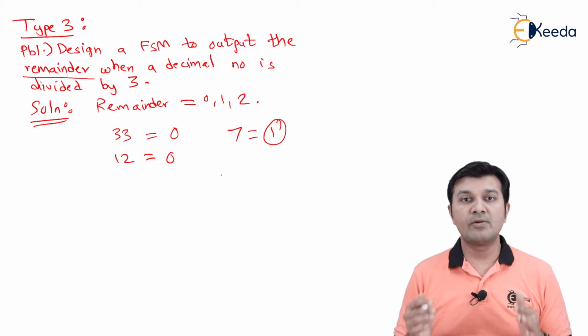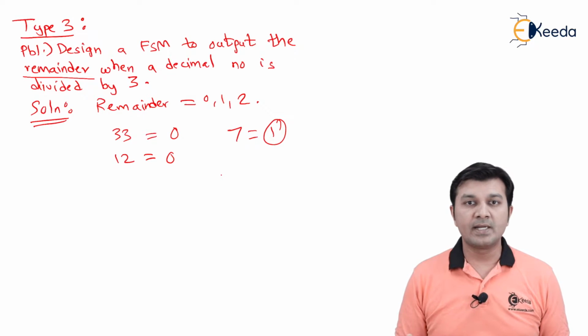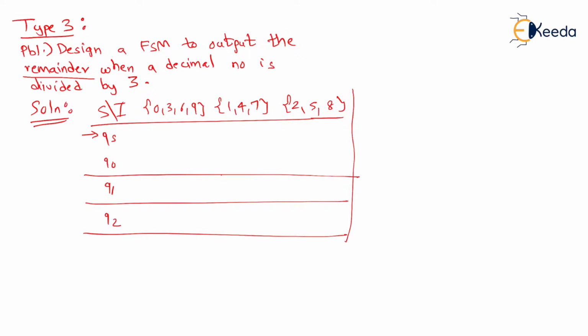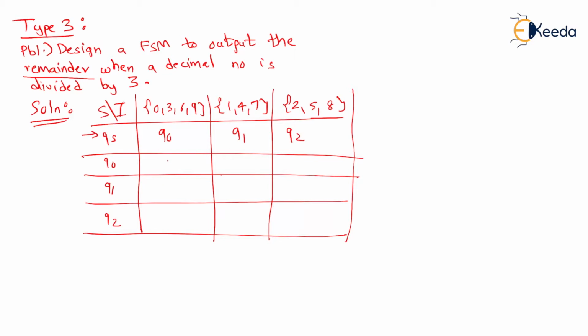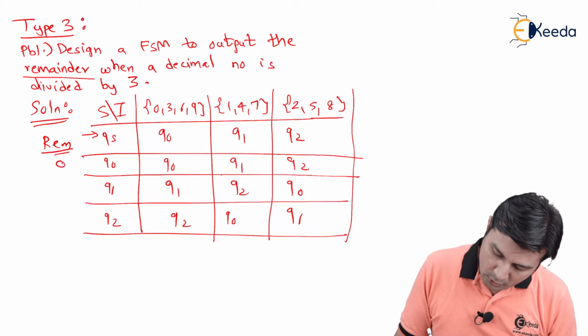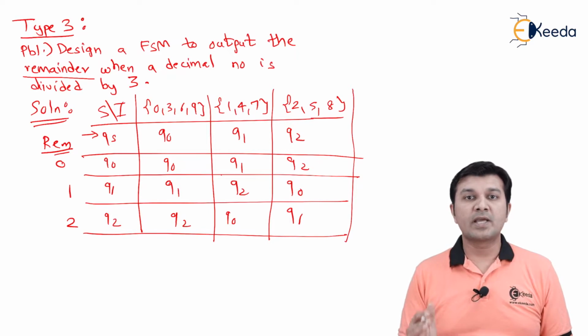The transition table for this type of problem will be created exactly like the type 1 problem. So without explaining it, I will directly redraw the table now. Over here we are going to consider the remainders, and we all know the remainder is 0, 1 and 2. So this is the table that we have for a finite state machine to check if a number is divisible by 3. Now how is this problem different from the previous one?